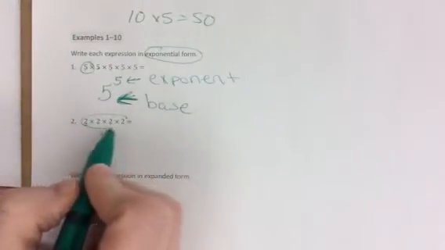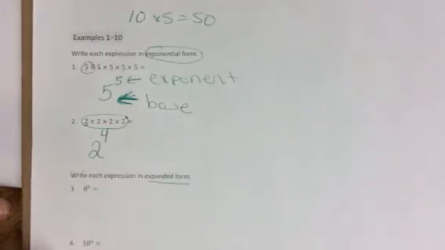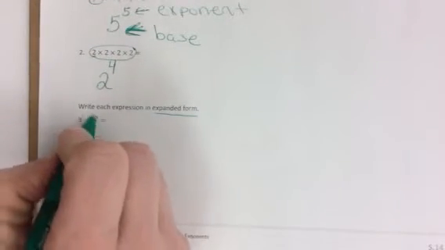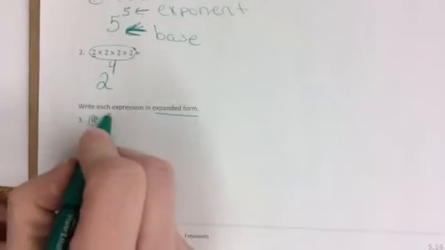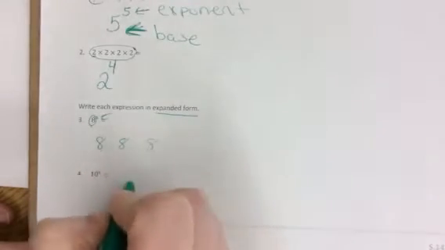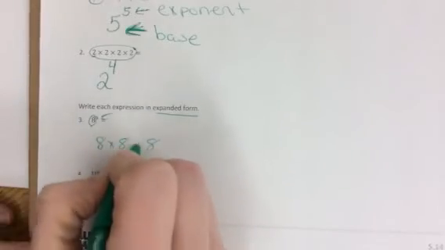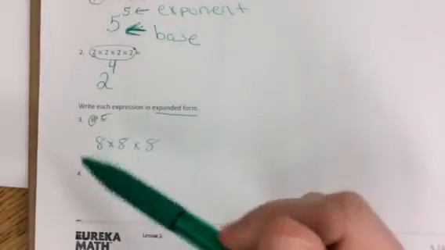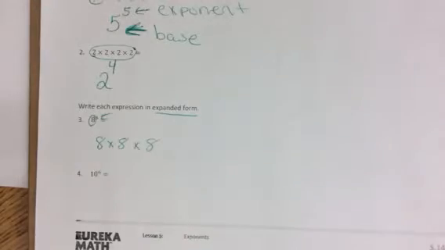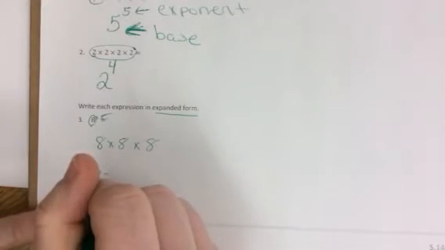The next one is called expanded form. We're going to write the following exponential form in expanded form. So you take your base, 8. How many do we need? According to my exponent, 3. So 8 to the 3rd power, sometimes called 8 cubed, by the way, is 8 times 8 times 8.